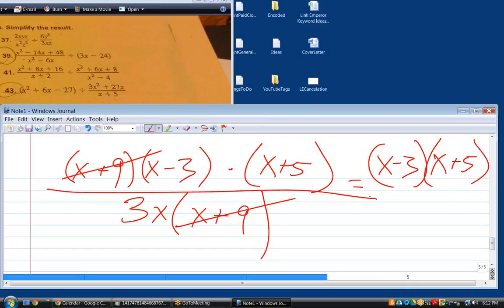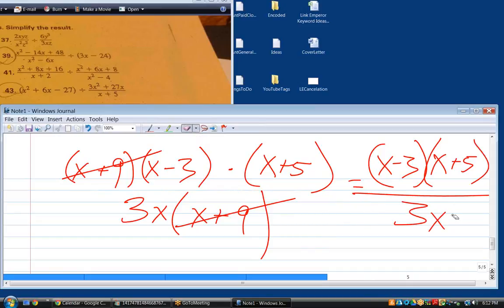Unless your teacher has specifically requested that you multiply those out, this is a better looking answer than if I were to FOIL those two together and produce a quadratic. And one of the reasons is that I don't know what I might need to do with this answer. Maybe I need to divide it by x minus 3, and now I'm all set to do it. Okay? So that's why you leave answers in factored form rather than taking the step to multiply them back together again.